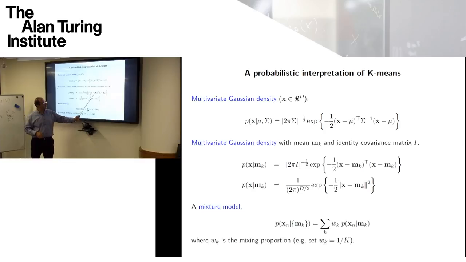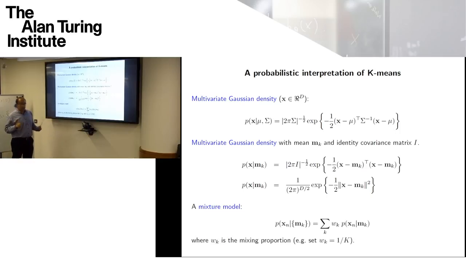This term here is the squared norm of the distance between x and m sub k. It's appearing inside an exponent. And this is just a normalizing constant for a Gaussian density. Okay? How are we going to link this to k-means?